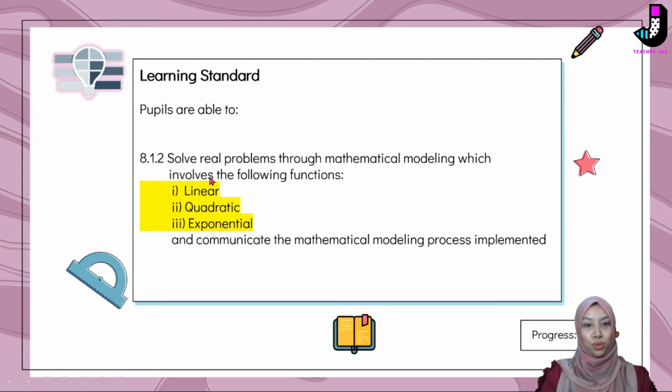In this video, you should be able to solve real problems through mathematical modeling, which involve the following functions. As you know, in KSSM, we have three types of function, that is linear, quadratic, and exponential, and also communicate the mathematical modeling process implemented. So, are you ready? Okay, let's start.